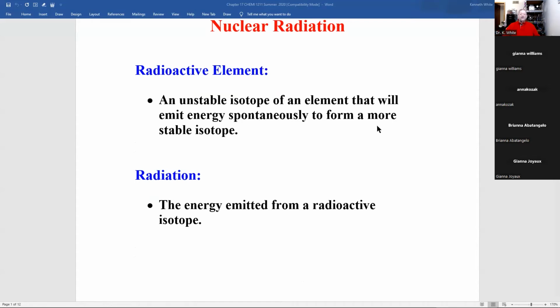Now, when we talk about nuclear radiation, there's something called a radioactive element. That's an unstable isotope of an element that will emit energy spontaneously to form a more stable isotope. Remember, isotopes of elements, if you have the element in different isotopes, they have the same number of protons, same number of electrons, but different number of neutrons. Now, the energy they emit is called radiation.